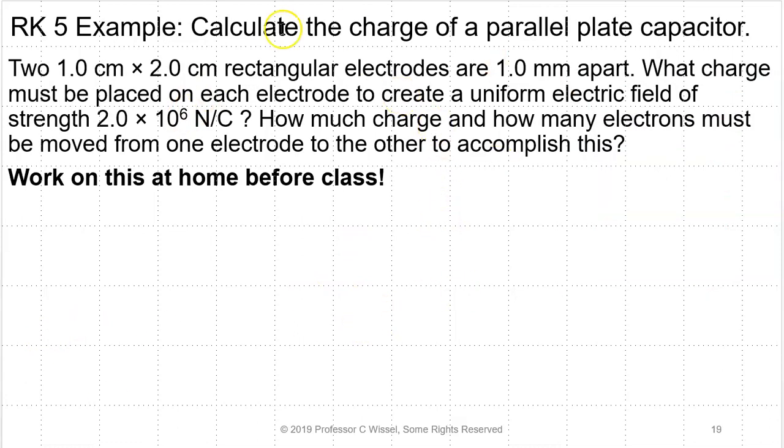Okay, here's an example. Calculate the charge of a parallel plate capacitor. Two 1 centimeter by 2 centimeter rectangular electrodes are 1 millimeter apart. What charge must be placed on each electrode to create a uniform electric field of strength 2 times 10 to the 6 newtons per coulomb? How much charge, and how many electrons must be removed from one electrode to the other to accomplish this?